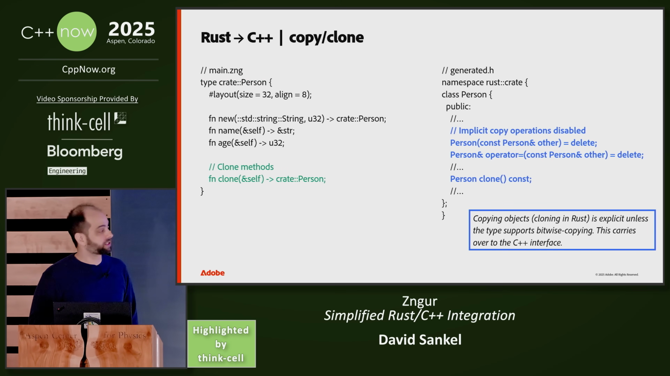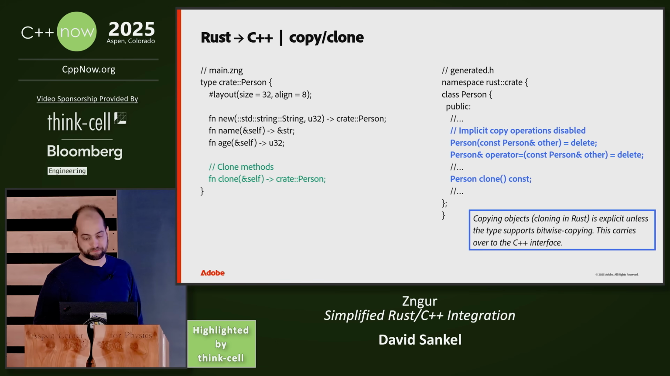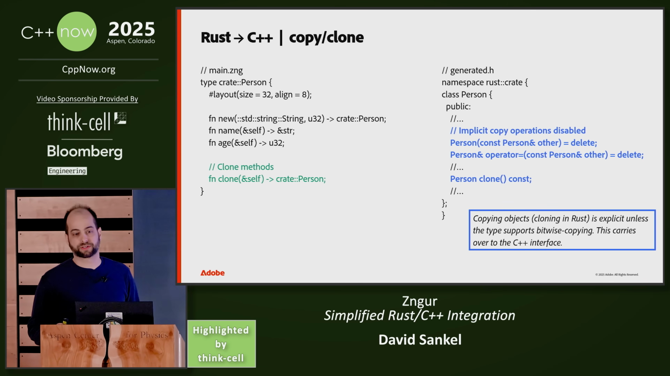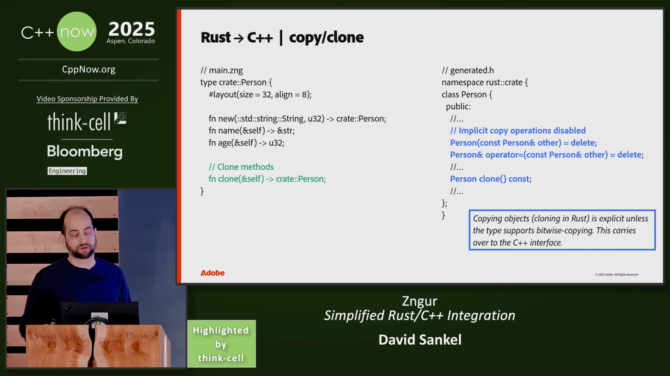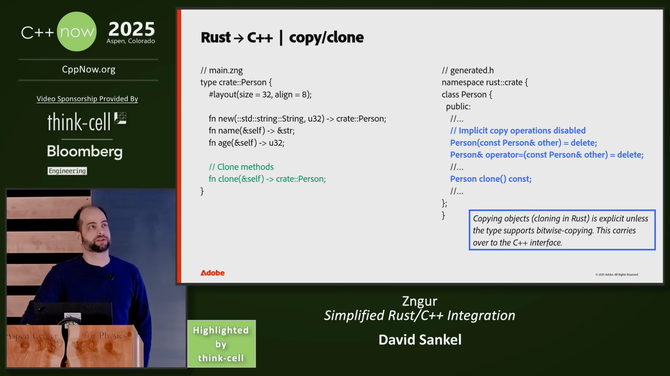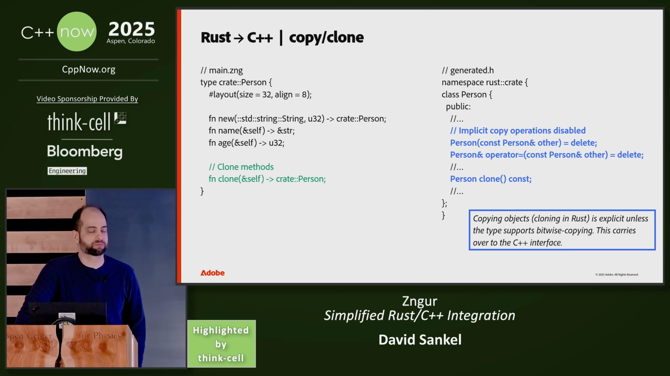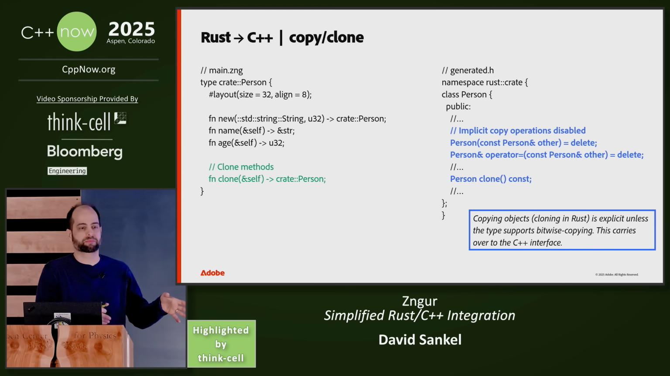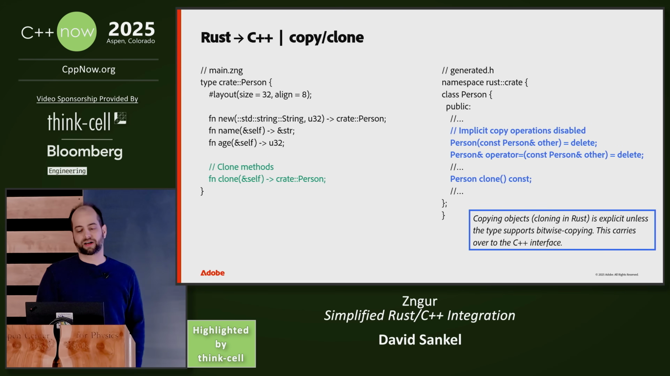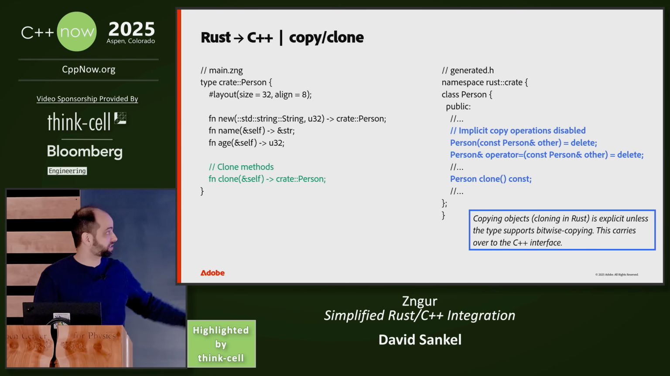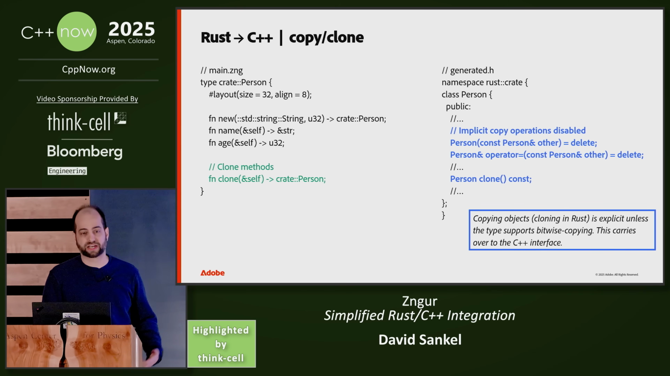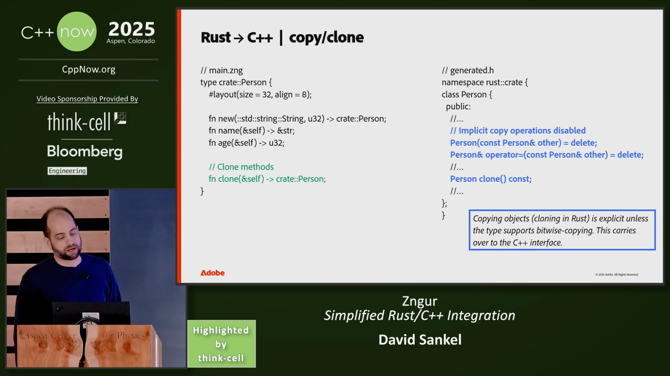Another thing that you'll see is that the copy operations are disabled. So in Rust, generally speaking, you don't have implicit copies. The only time that you have an implicit copy in Rust is if you can mem copy it to a new location and both the old and the new location are valid. And in this example, it doesn't have that property because you have a dynamic string element here.